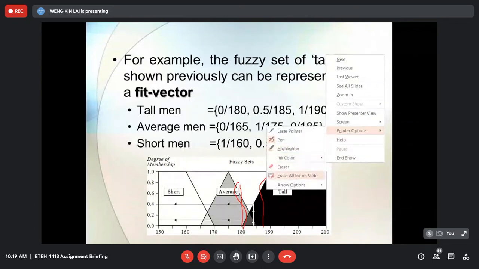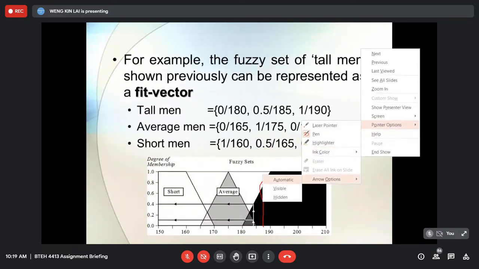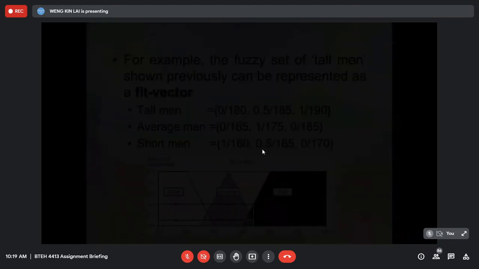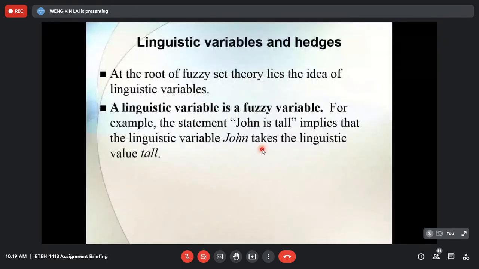Right? So, hang on. Why can't I erase? Okay, now my pointer laser. Okay, yeah.